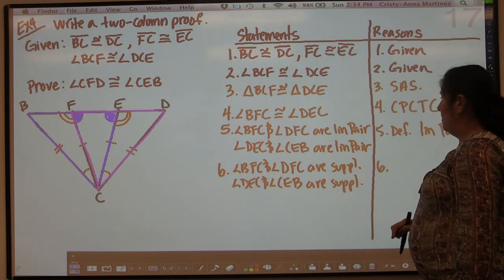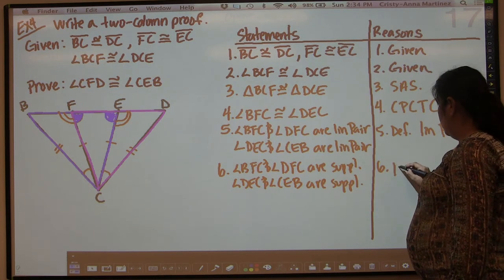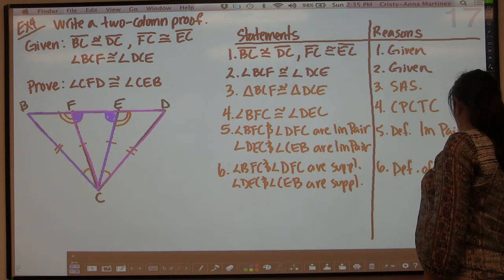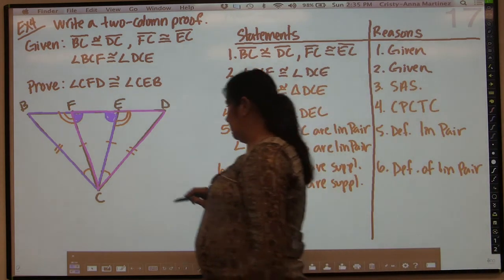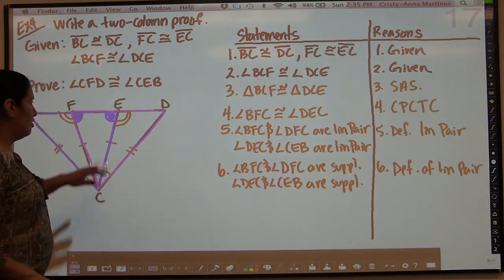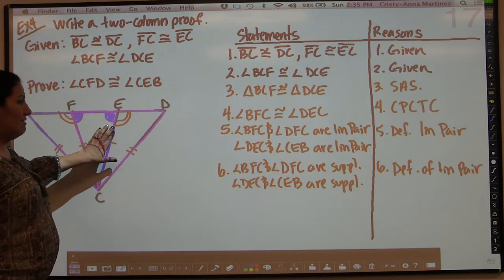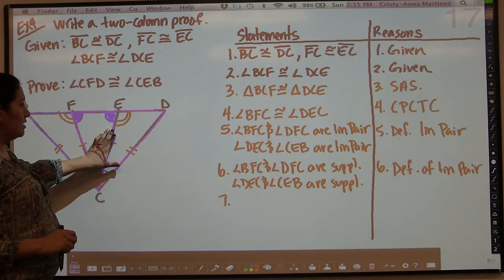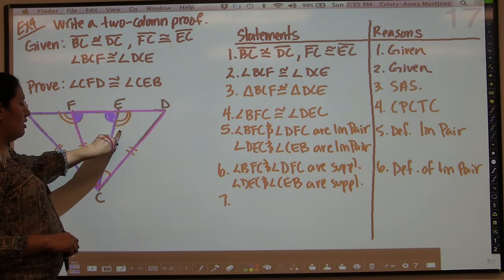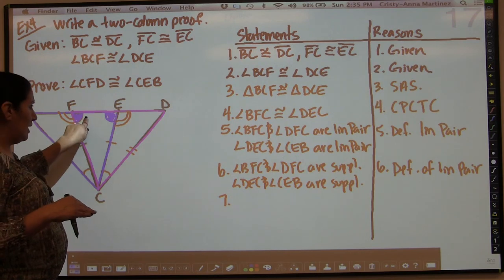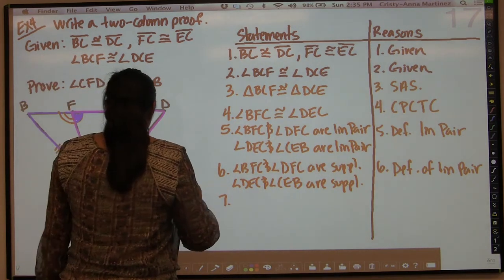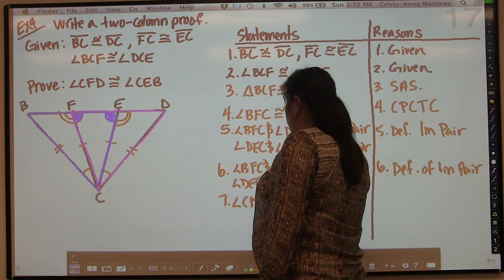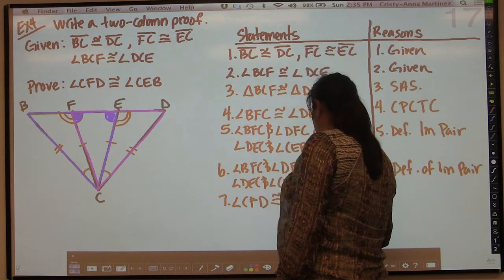Step 6 here, and that's because of the definition of linear pair again, or you can put the supplements theorem. Okay, so we know that because they're a linear pair, they have to add up to 180. Okay, and then finally, I know this seems a little tedious, but finally, because you have two different angles that are supplementary to congruent angles, then we can finally say in step 7 that angle CFD is congruent to angle CEB, which is what they wanted us to prove in the first place.